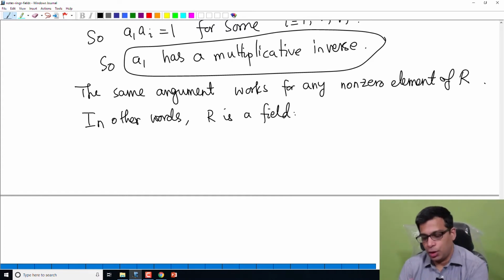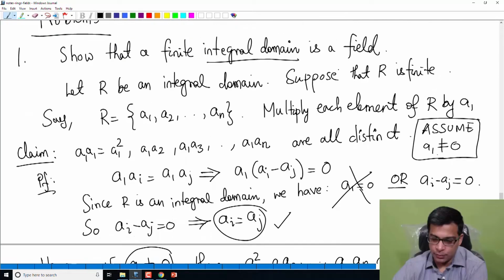So as soon as you have a ring where every non-zero element has a multiplicative inverse, it is a field by definition, right? A field is a ring where every non-zero element has a multiplicative inverse. So I've assumed that R is a finite integral domain and showed that R is a field. So this is exactly the problem.